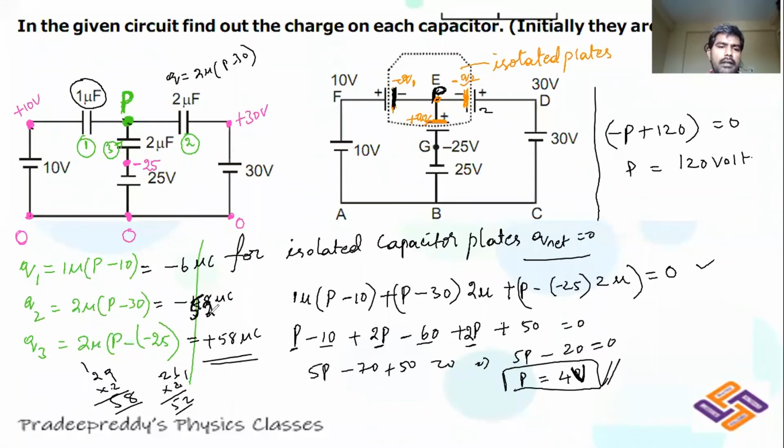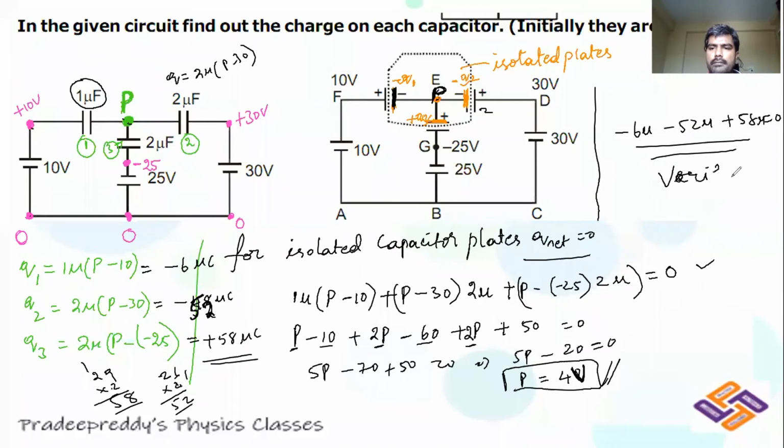That is 52, right? You can cross check this. On the first capacitor it is minus 6 microcoulomb, on the second capacitor it is minus 52 microcoulomb, and on the third capacitor you are getting plus 58 microcoulomb. Overall, if you calculate the net charge across these three capacitors, that should be equal to 0. Remember that. You can verify your answer. The sum of all these should be equal to 0. That is minus 6 microcoulomb, minus 52 microcoulomb, plus 58 microcoulomb. This should be equal to 0. Exactly valid.